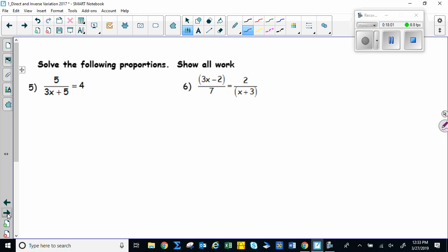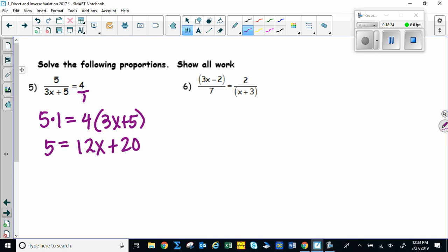Okay, and then you're going to have a couple problems like this on your homework. This is really Algebra 1. It's just a reminder to get us ready for what we're going to do in this unit. If you have a fraction equal to a fraction, we can cross multiply. So I would have 5 times 1 equals 4 times 3x plus 5. So 5 is equal to 12x plus 20.